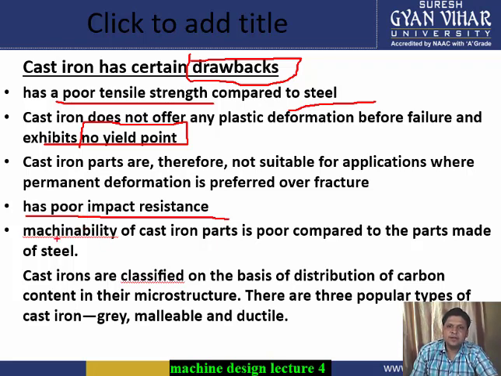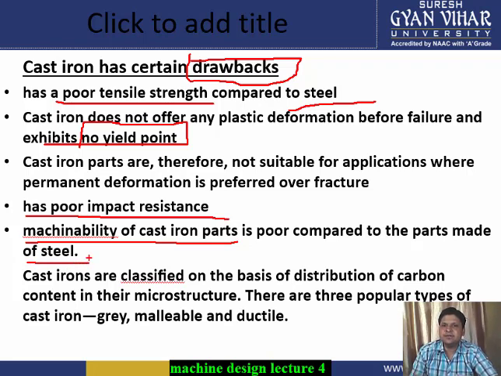Then after comes the machinability of cast iron. Now the machinability of cast iron is poor compared to the parts made of steel. Steel parts can be machined easily in the machine tools.